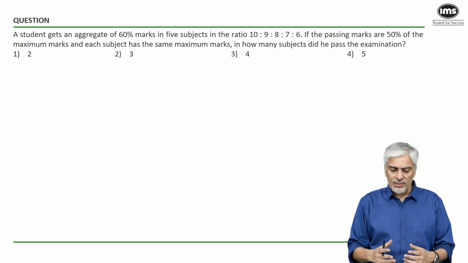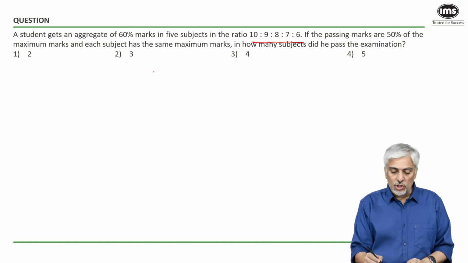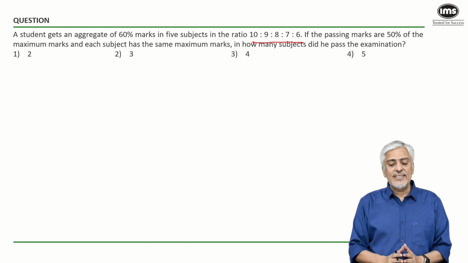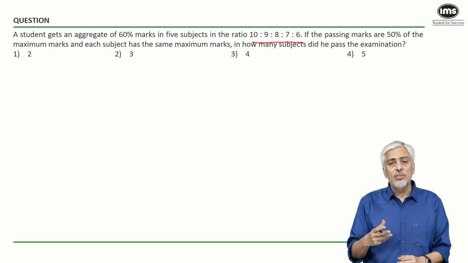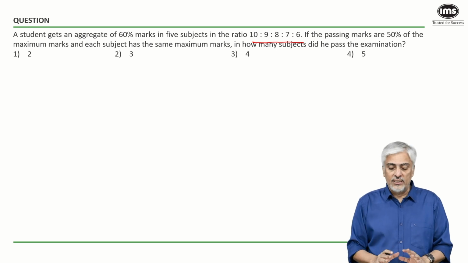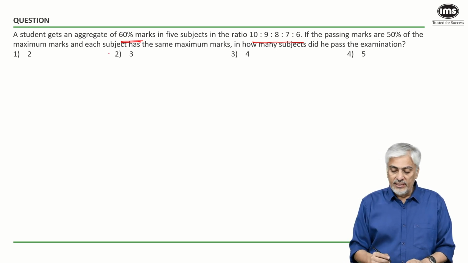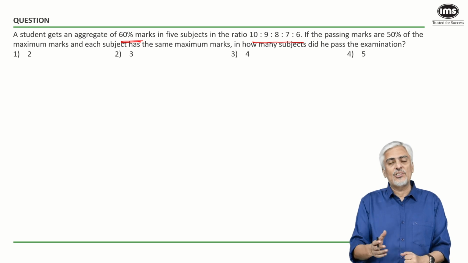So, the next question is a question from ratios and averages. It includes some part of ratios, needs some logic of averages. A student gets an aggregate of 60%, that is average of 60% in 5 subjects in the ratio 10:9:8:7:6, which means if he had 5 subjects in an exam, his average score is 60% is what they have said. If the passing marks are 50% of the maximum marks and each subject has the same maximum marks, in how many subjects did he pass the examination?